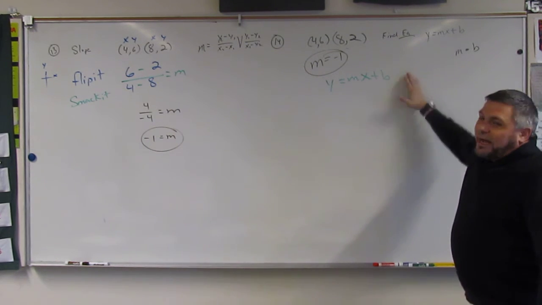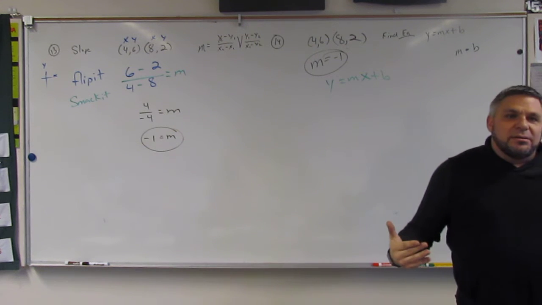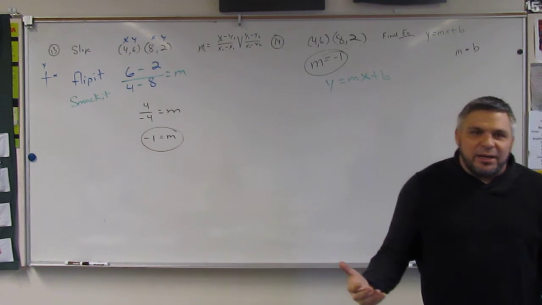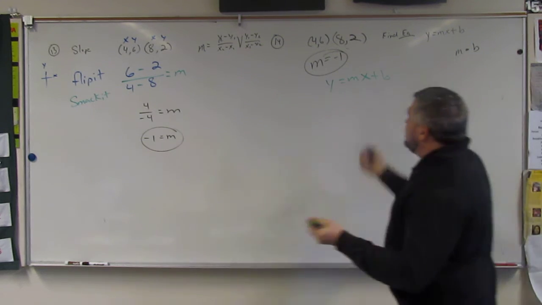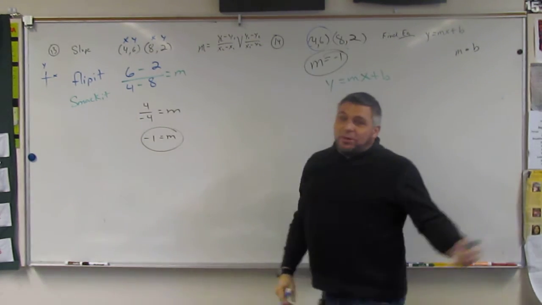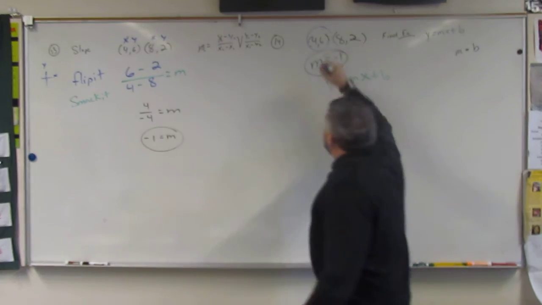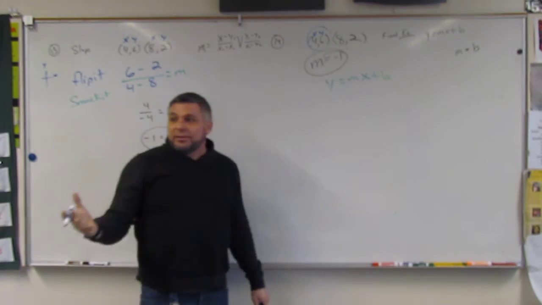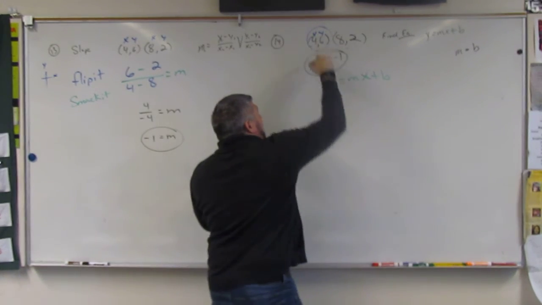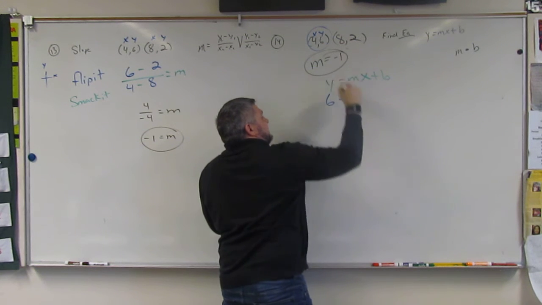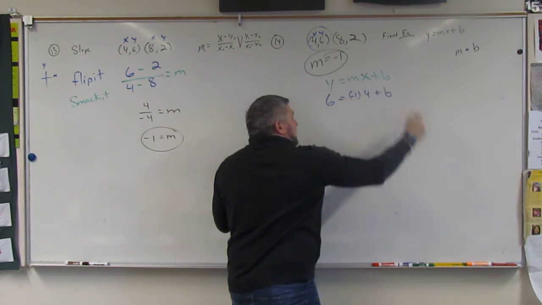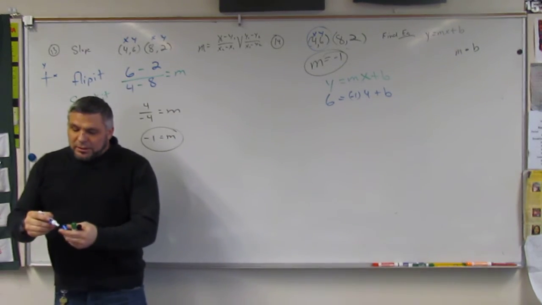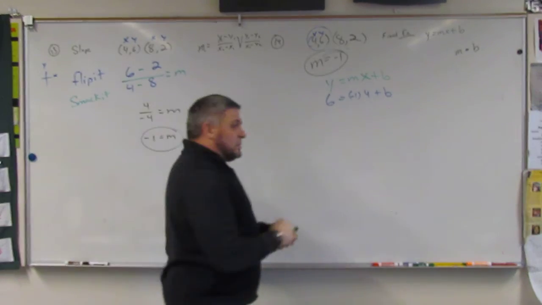So now I've got to find an x and a y. Where can I find the x and a y? One of the points. So you choose one. I like this one. It's lower numbers. Okay? This is x, this is y, right? So I plug it in. Y is 6, m is negative 1, x is 4, plus b. And now I do my math.